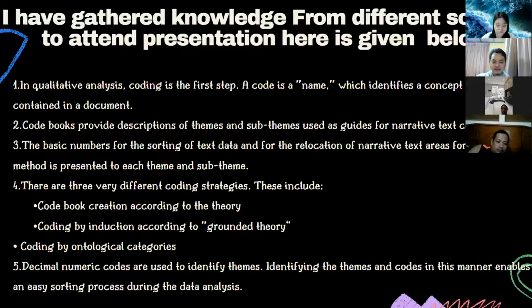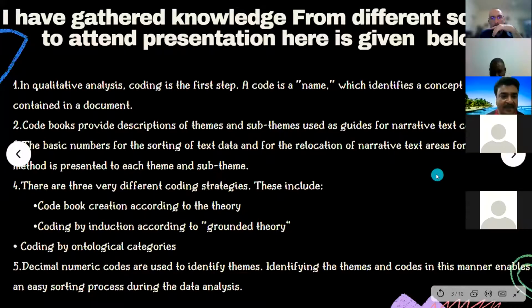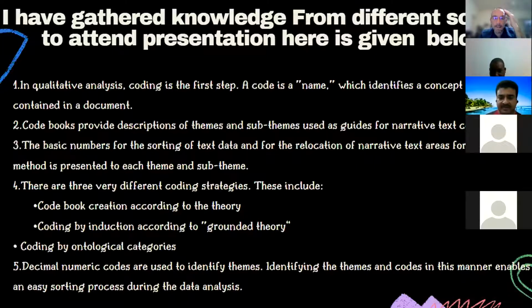Number one, in qualitative analysis, coding is the first step of analysis. A code is a name which identifies the content in a document. Number two, codebooks provide descriptions of themes and sub-themes as a guide for narrative text coding. Number three, the basic sorting of text data and the relocation of narrative text areas for deeper analysis is presented for each theme and sub-theme. Number four, there are three very different coding strategies.